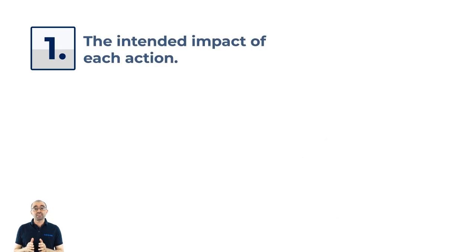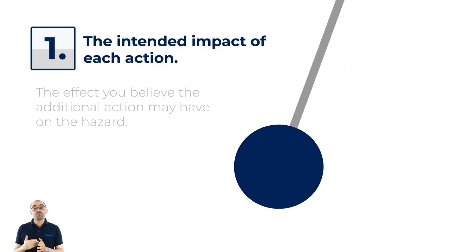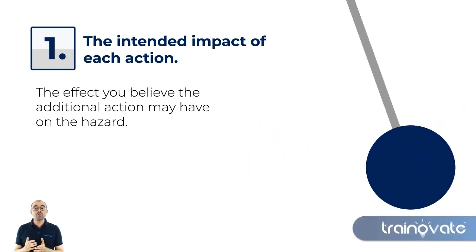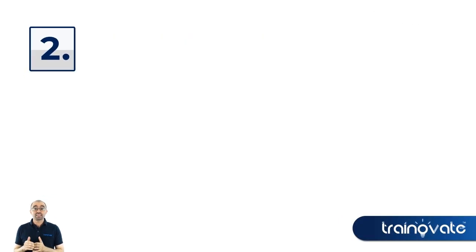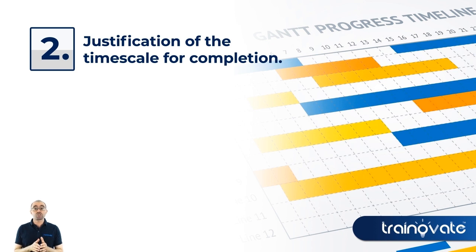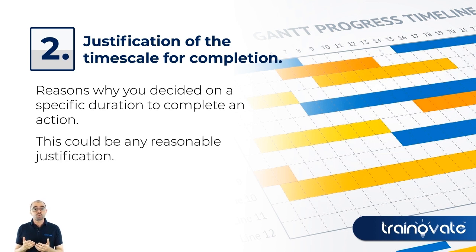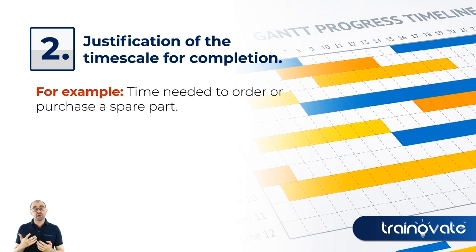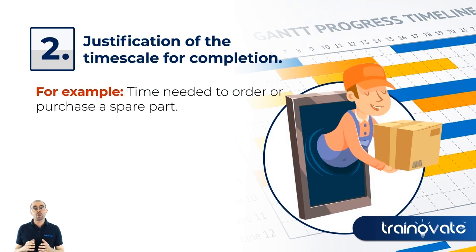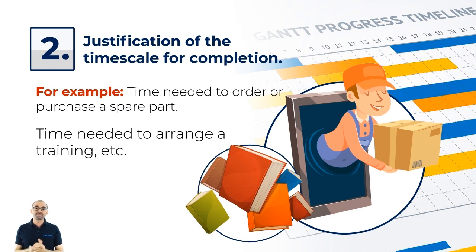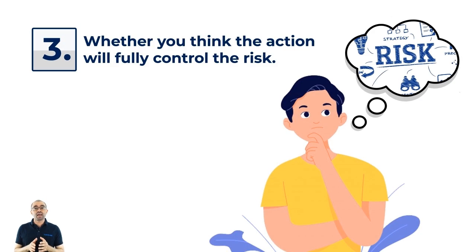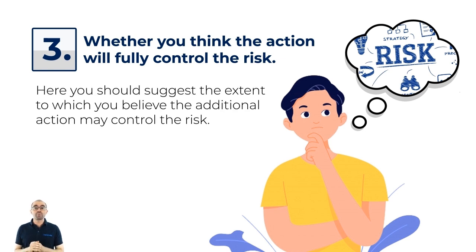The first thing is the intended impact of each action. In this case, the effect you believe the additional action may have on the hazard. The second is the justification of the time scale for completion of each action. It includes reasons why you decided on a specific duration to complete an action. This could be any reasonable justification, for example, the time needed to order or purchase a spare part, or the time needed to arrange a training, etc. And the third is whether you think the action will fully control the risk. Here you should suggest the extent to which you believe the additional actions may control the risk.